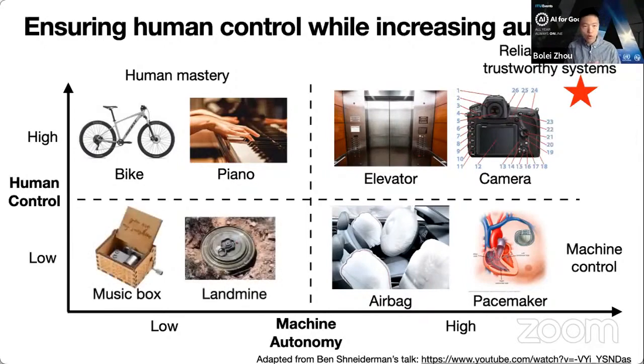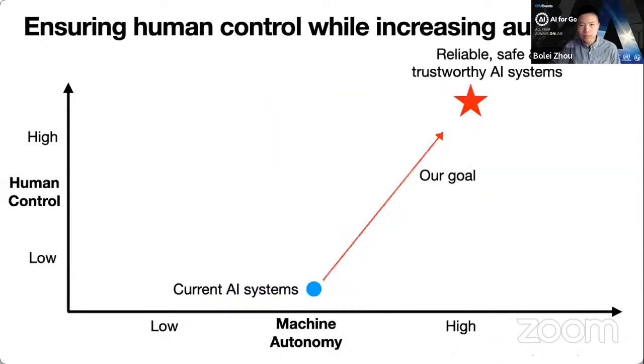Then we also have low human control and no machine autonomy, such as the music box and the night mice, right? AI models and AI applications also should be put in this case. So we want to build a more reliable and trustworthy AI system. That is our goal. So we want to go towards this upper right corner. But our current AI systems have intermediate machine autonomy, but no human control. So we want to move towards this goal.